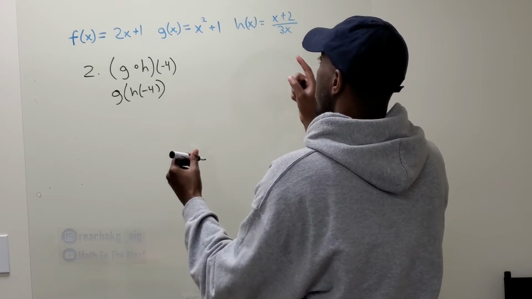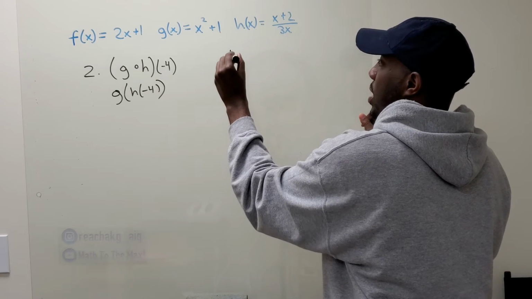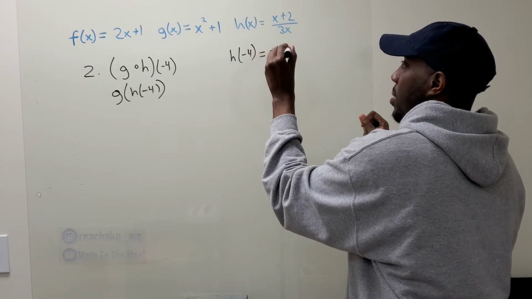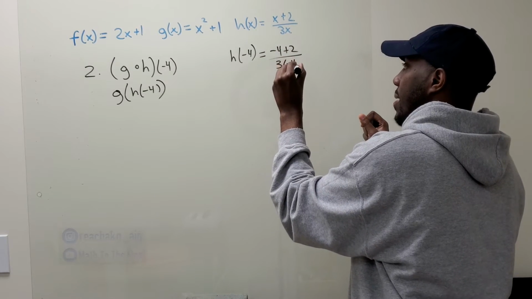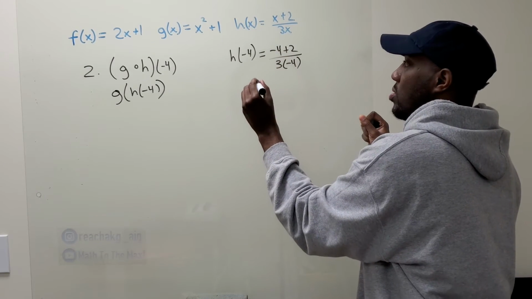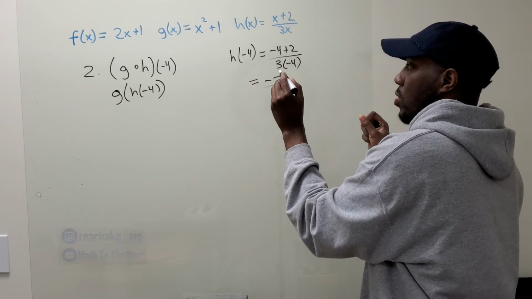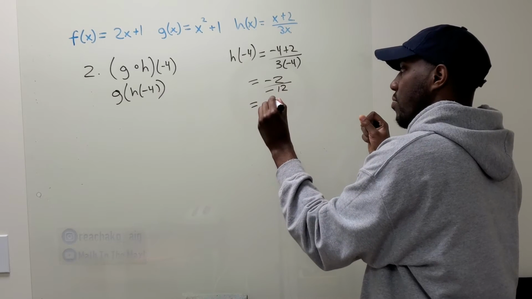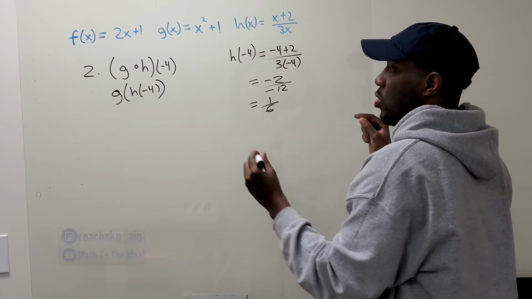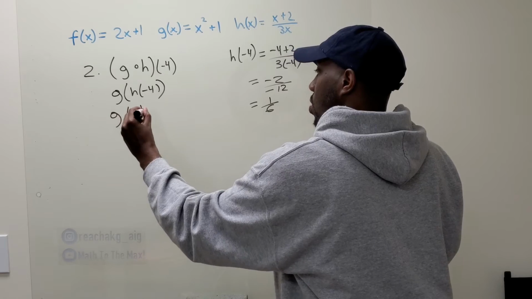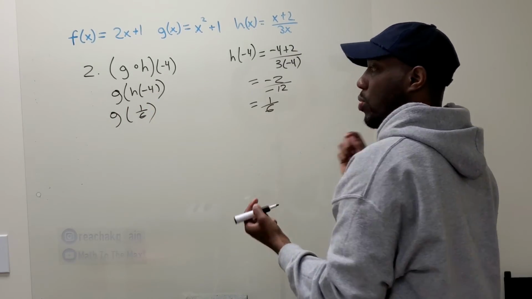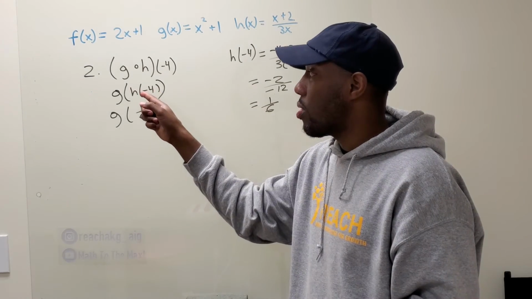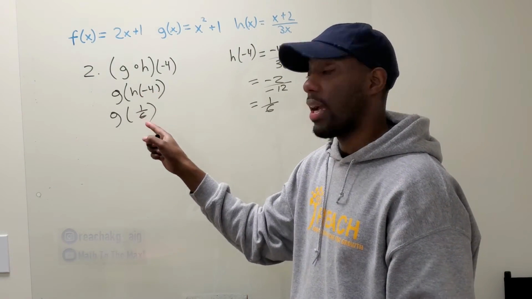So when I put in -4, all right, let's do that to the side. So h of -4 is going to be -4 plus 2 over 3 times -4. Well, -4 plus 2 is a -2. 3 times -4 is -12. When I simplify that fraction, I get 1/6. So h of -4 was 1/6. That's what that answer was. When I plugged in -4 into the h, I got 1/6.